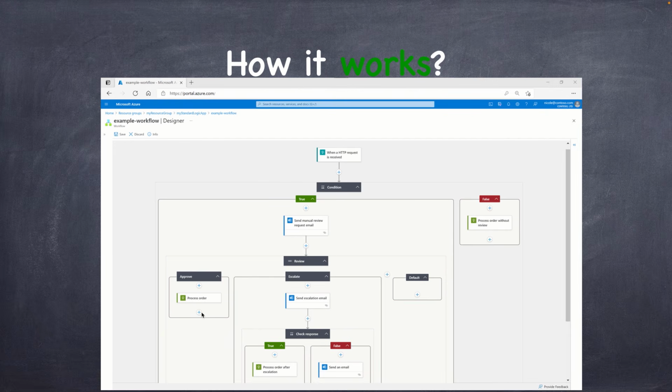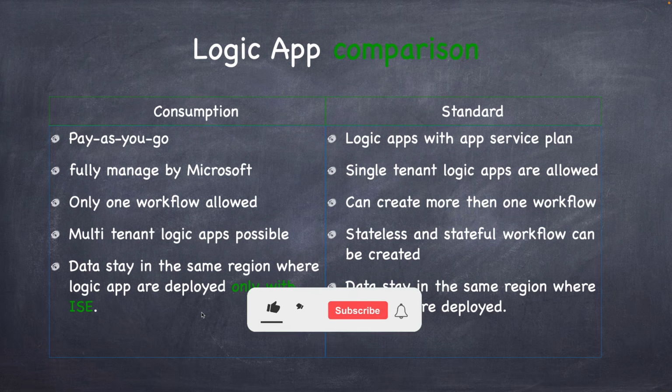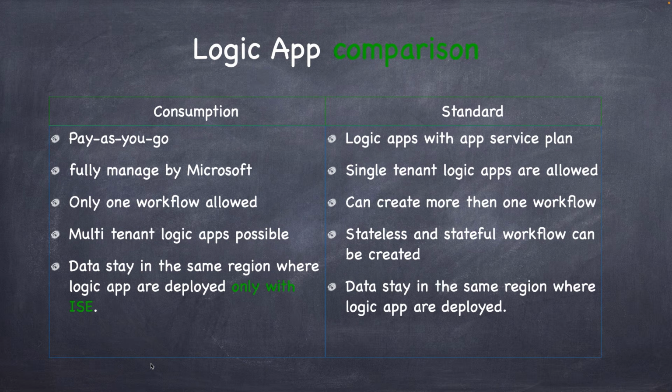Before that, let's have a Logic app comparison, because we know that with each Azure service you have a different tier or category of services available within the specific service type, and Logic app is not different in that sense. So you have the consumption tier, and we have the standard tier. I'm just giving you a quick comparison between the consumption and standard tier.